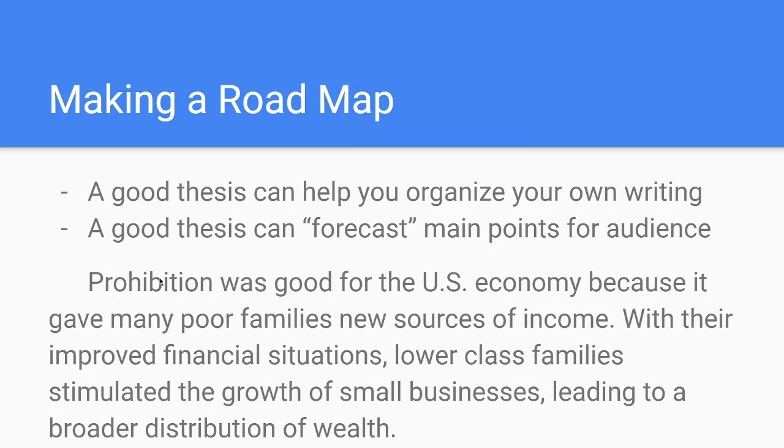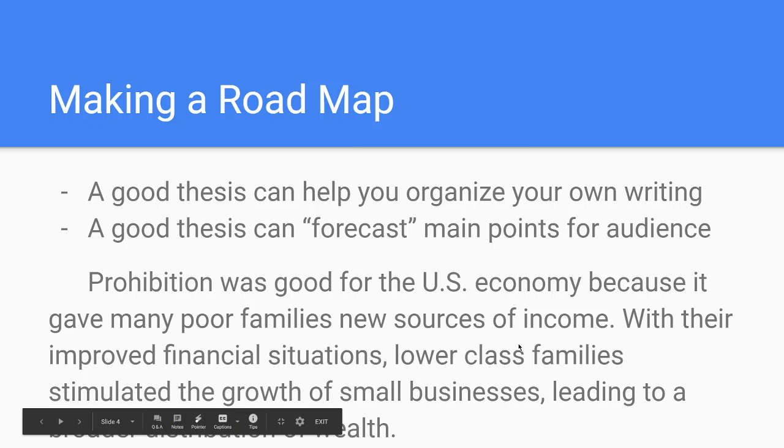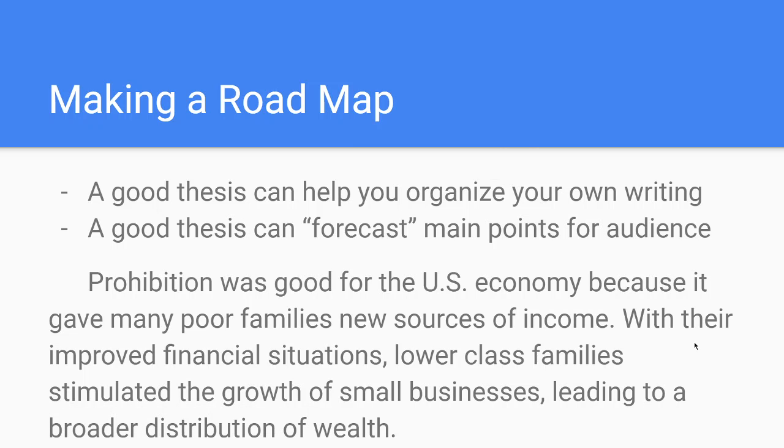So let me walk you through an example here. I have improved the thesis that I had earlier. Prohibition was good for the U.S. economy because it gave many poor families new sources of income. With their improved financial situations, lower-class families stimulated the growth of small businesses, leading to a broader distribution of wealth. Now, there are still some things about this thesis that we could probably hammer out, but this is a lot more specific and, in my opinion, a lot more interesting than that previous thesis.